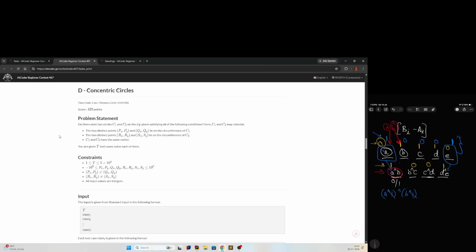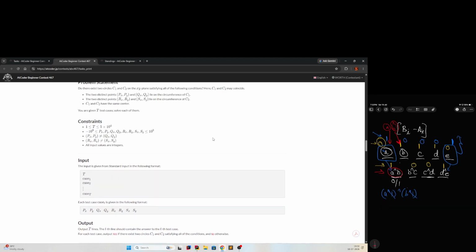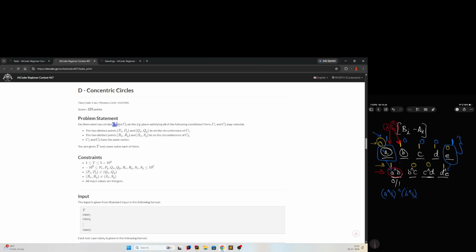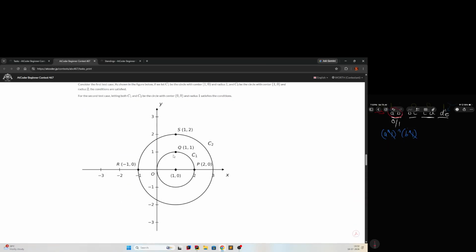Problem D. Okay, so here we are given 4 points and we have to check if we can have two concentric circles in which the first 2 points exist on the first circle and the next 2 points exist on the second circle. Concentric means the center has to be the same for both of these circles. We can see this example: here P and Q are part of the smaller circle, R and S are part of the bigger circle with the same center.